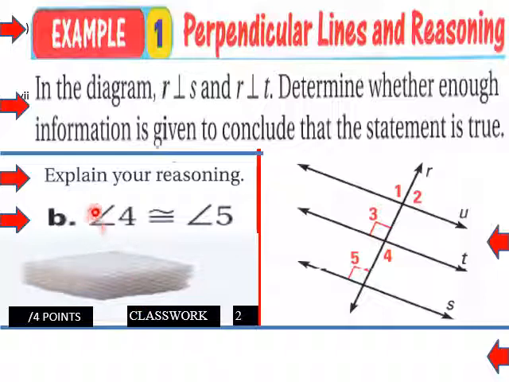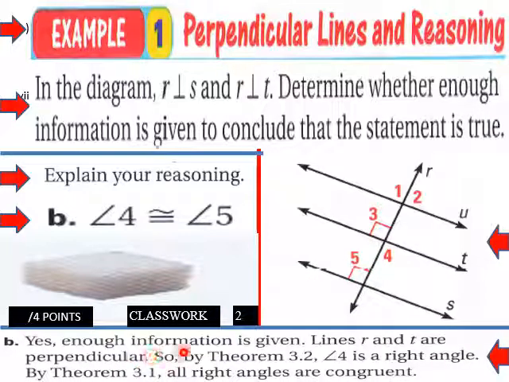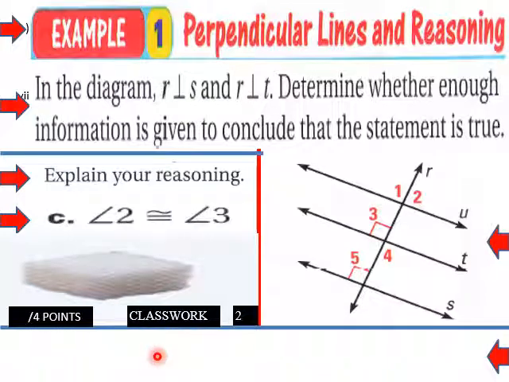And then B: is angle 4 congruent to angle 5? Yes, enough information is given. Lines R and T are perpendicular, so by theorem 3.2, angle 4 is a right angle. By theorem 3.1, all right angles are congruent. So using 3.1 and 3.2, we prove that angle 4 is a right angle.